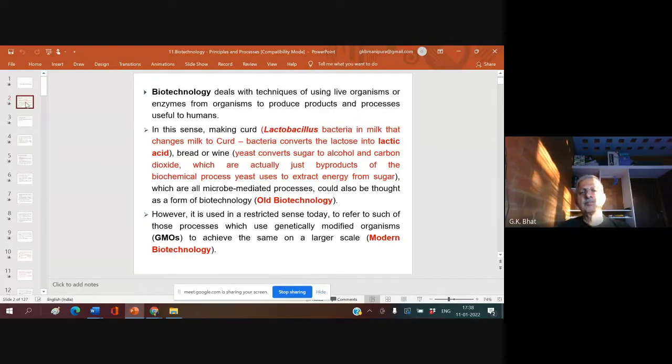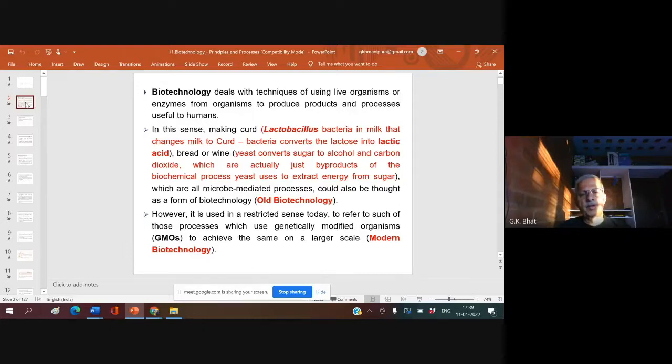Milk becoming curd, or production of alcohol, getting bread, all these are the products of biotechnology, or they are all microbe-mediated processes. And these are also considered as part of old biotechnology. Now we may not give the name product of biotechnology to these reactions which we are seeing in our day-to-day life.